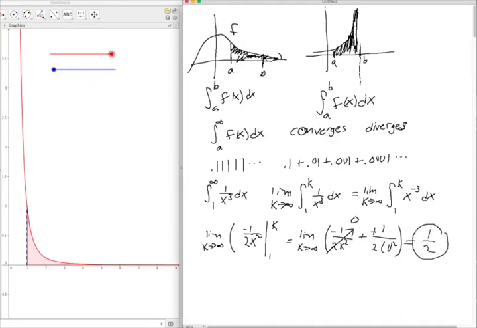So what this tells me is this integral that I've just tried to evaluate does indeed converge. In fact, we found out that it converges to 1/2. So if I were able to sum up the area forever, it would go to 1/2. Now obviously I can't do that, but that's the upper bound.